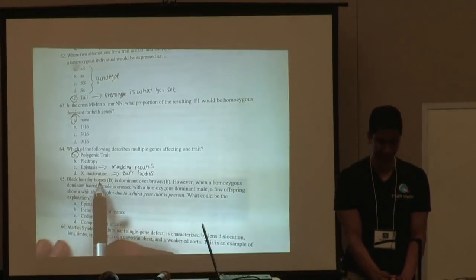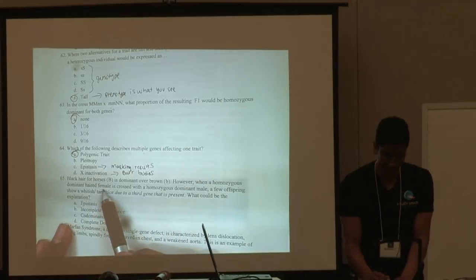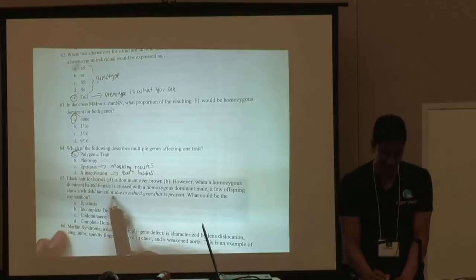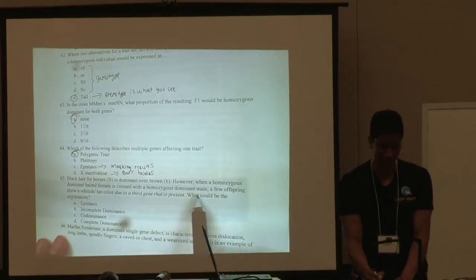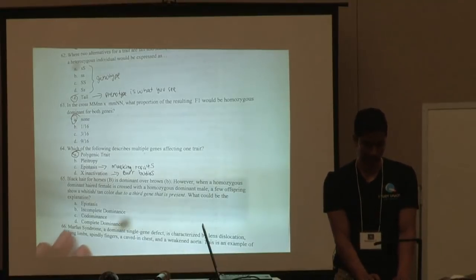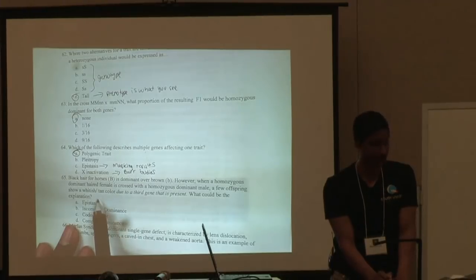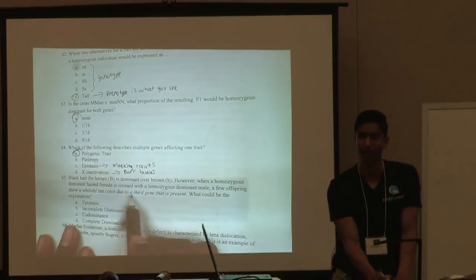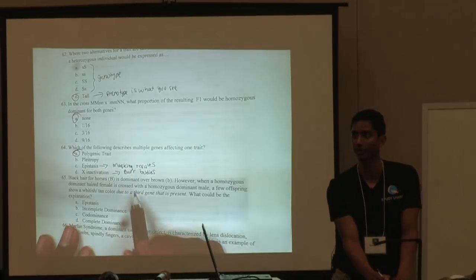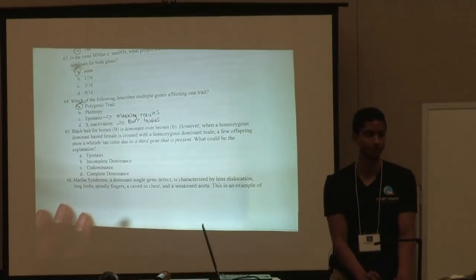So black hair for horses, big B, is dominant over brown, little b. However, when a homozygous dominant haired female is crossed with a homozygous dominant male, few offspring show a whitish tan color due to a third gene that is present. What could be the possible explanation? Epistasis, right? So none of these even code for white. So the only way something could result in white is something masking both of the effects of the other alleles. Does that make sense?